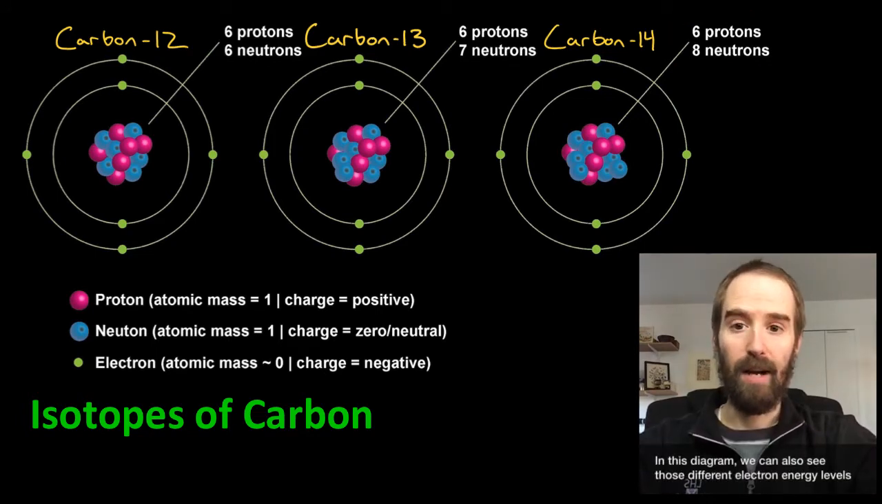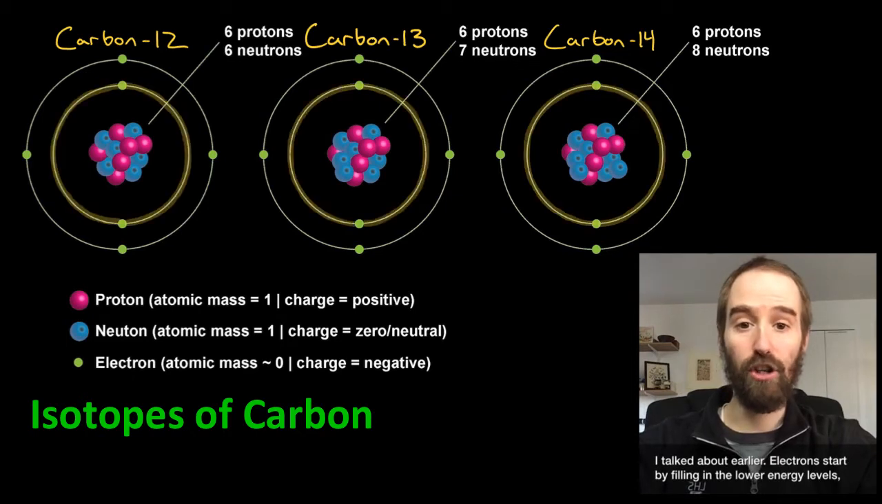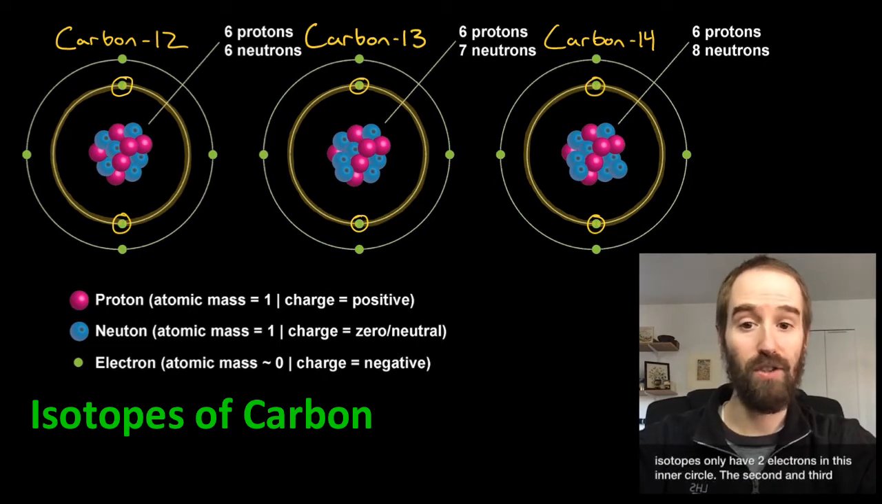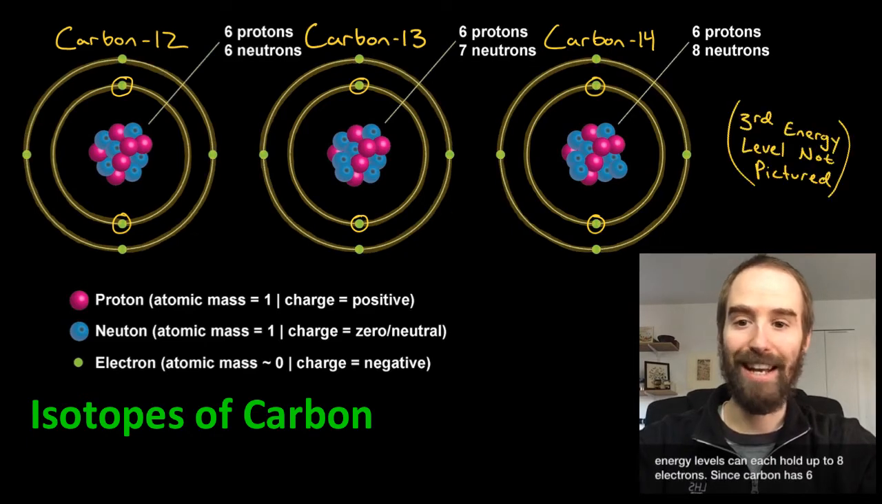In this diagram, we can also see those different electron energy levels I talked about earlier. Electrons start by filling in the lower energy levels, and once that level is full, they start filling in the higher energy levels. The first energy level can only hold 2 electrons, which is why all of these isotopes only have 2 electrons in this inner circle. The second and third energy levels can each hold up to 8 electrons.